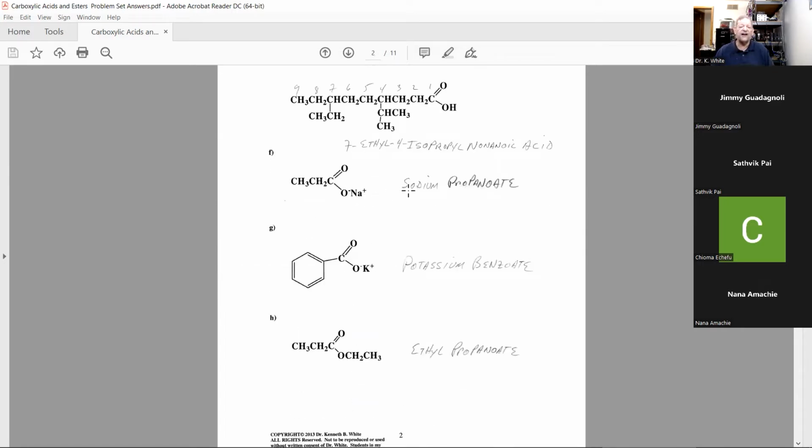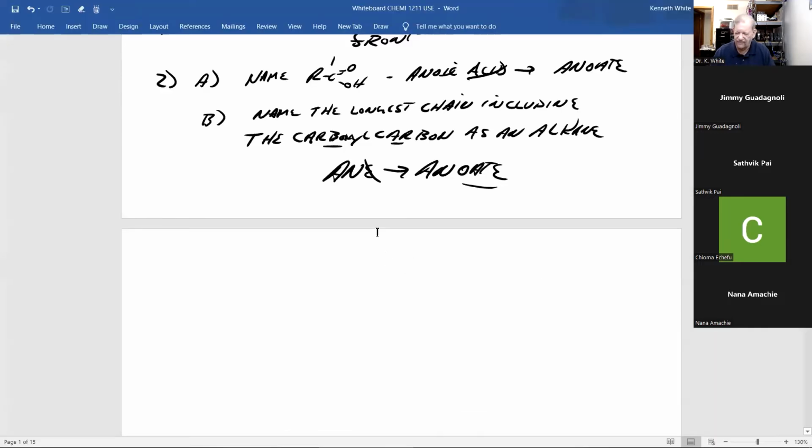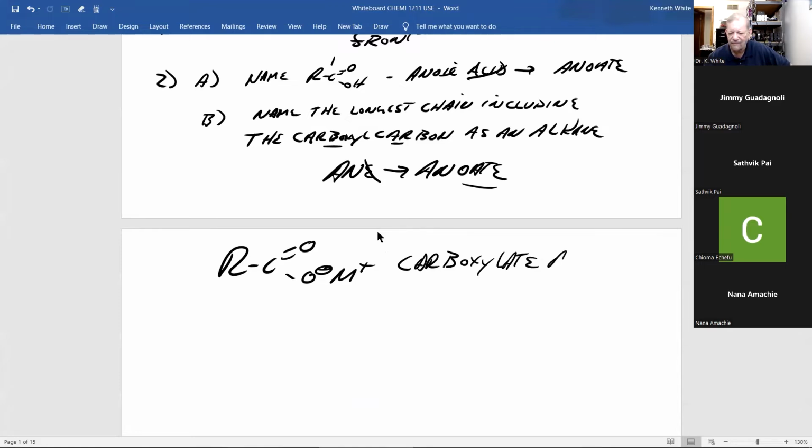Now, the thing I didn't mention, I'll get back to my whiteboard. And that's the carboxylate anion. And how do you name them?